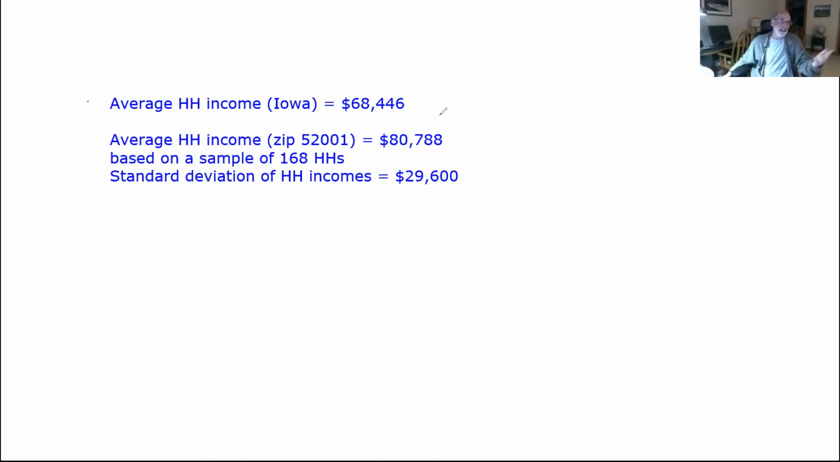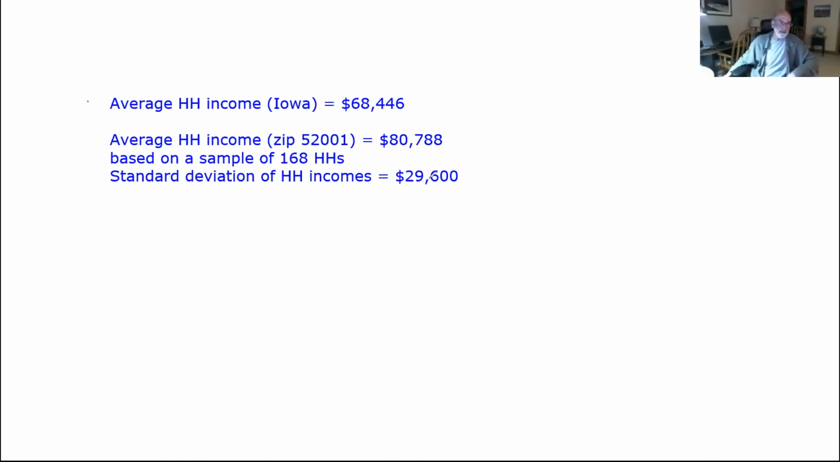Now, just looking at it, I think many people jump to the conclusion that it is a relatively rich zip code because, look, 80,000 is quite a bit higher than 68,000. But we should want to examine this a little further because, in fact, we're only looking at 3% of the households, and there's a lot of variation among the 168 households that we actually have data on. In this case, I think we can say that this is based on a random sample because the American Community Survey actually does random sampling.